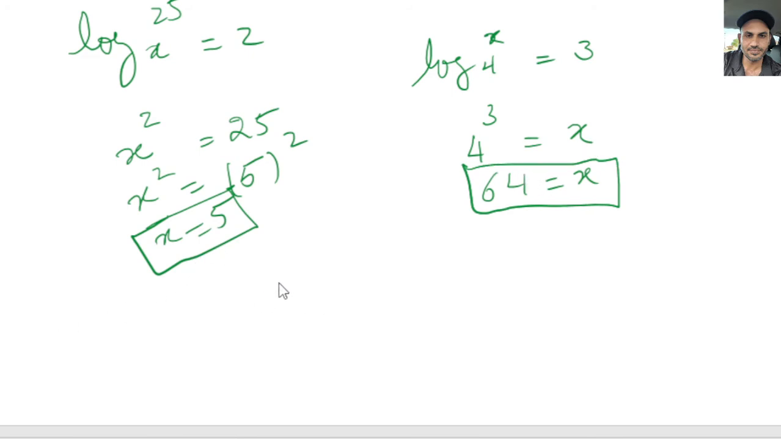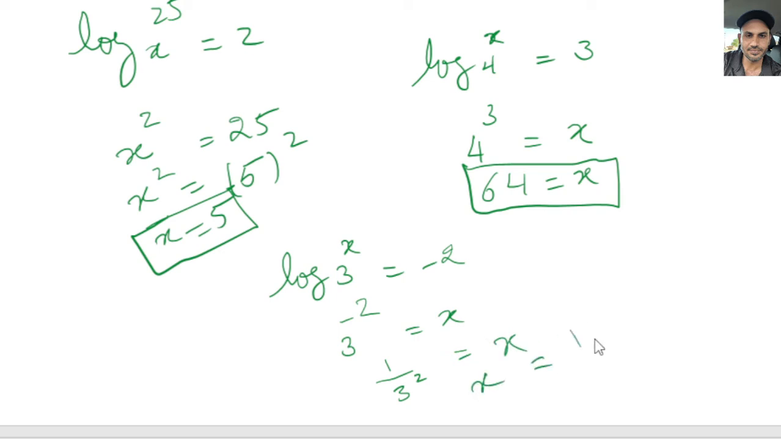And I'm going to do one more example. We have log of x with base 3 equals negative 5. I'm sorry, I'm going to just make it negative 2 instead. Would be easier. Negative 2. So in the exponent form, 3 to the negative 2 equals x. Now 3 to the negative 2 is the same as 1 over 3 squared, which is equal to x, and x equals 1 over 9.